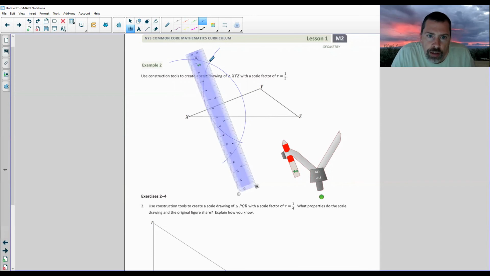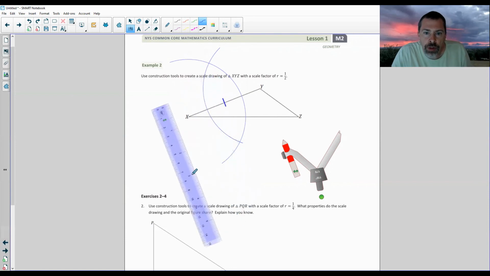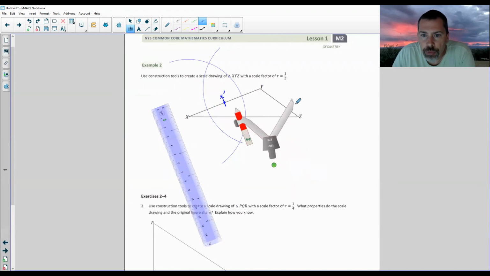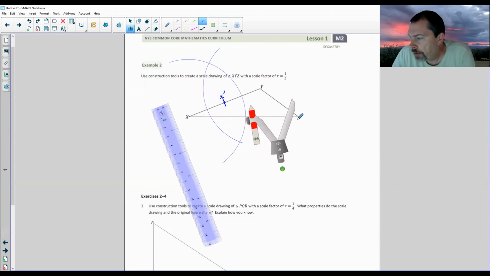I don't need to draw a line all the way down through here. It messes it. So how about I just mark where it's important, and that is the middle, okay? And there will be my new point X prime. I'm going to do the same for YZ. Okay, or I mean XZ.